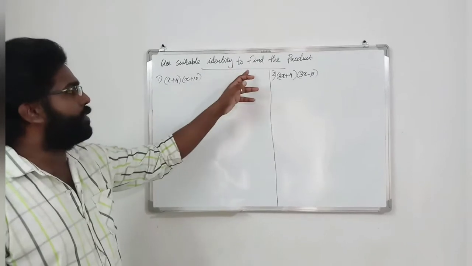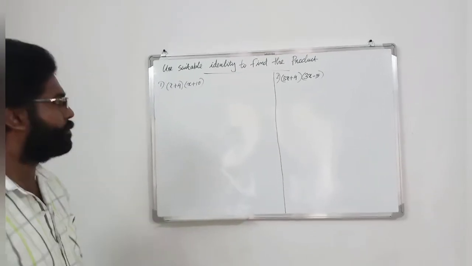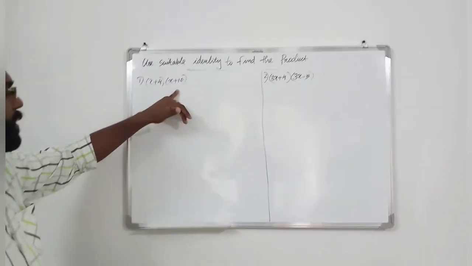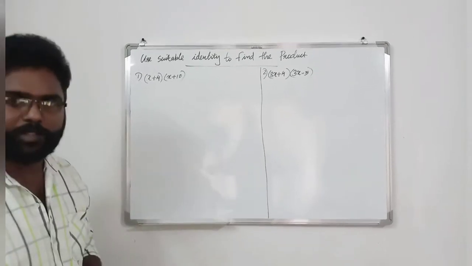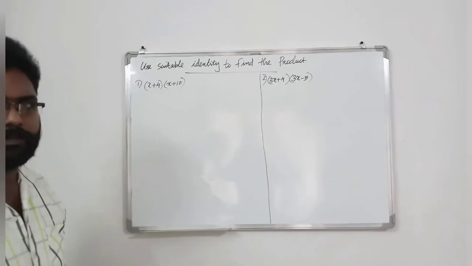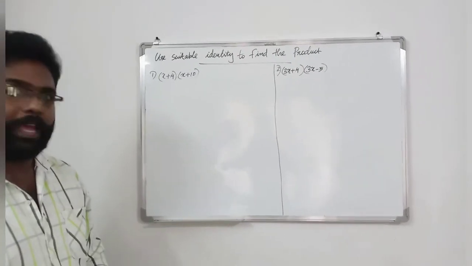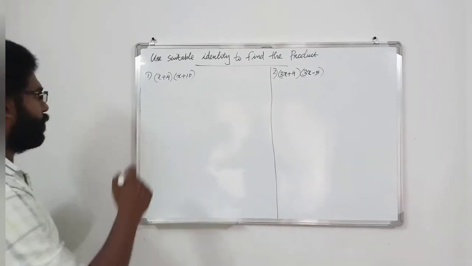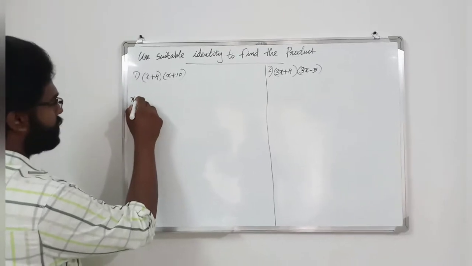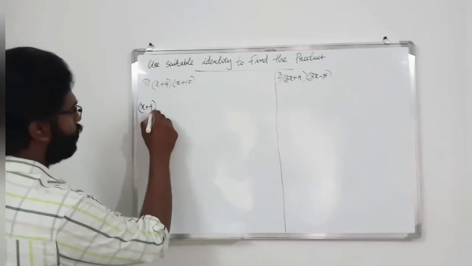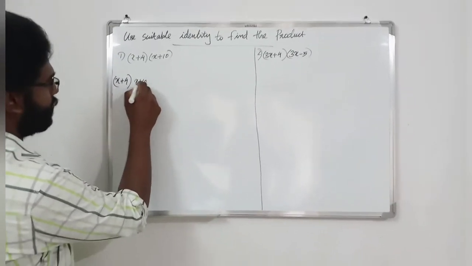Use suitable identity to find the product. First question: (x plus 4) into (x plus 10). Which identity can we use here? This is in direct form: (x plus a) into (x plus b). So we can do (x plus 4) into (x plus 10).